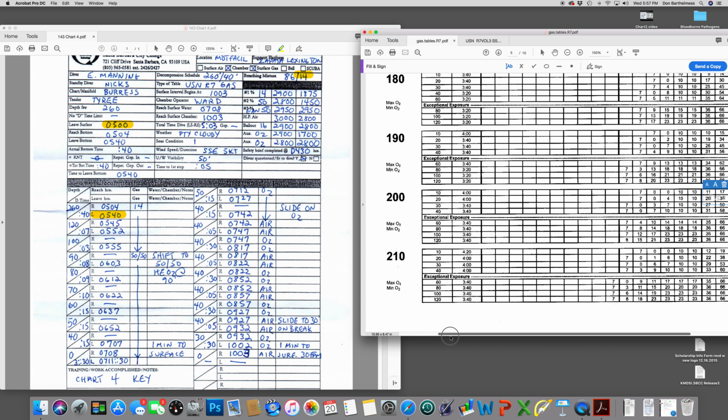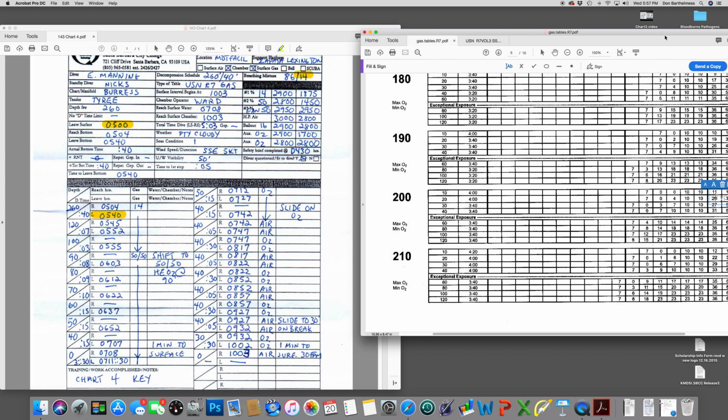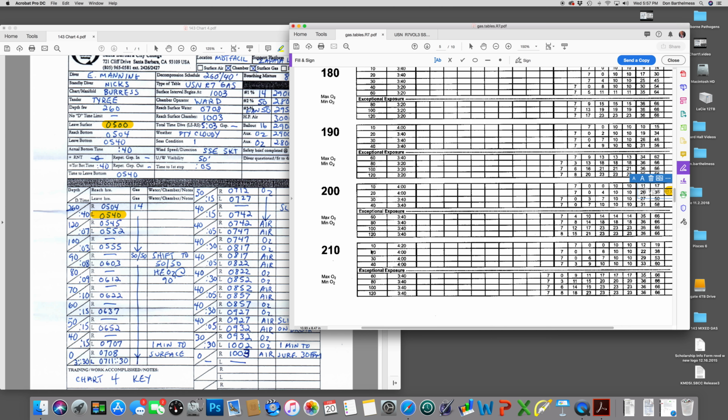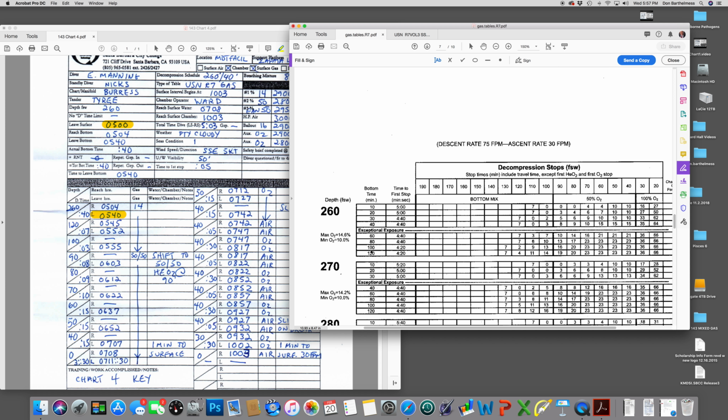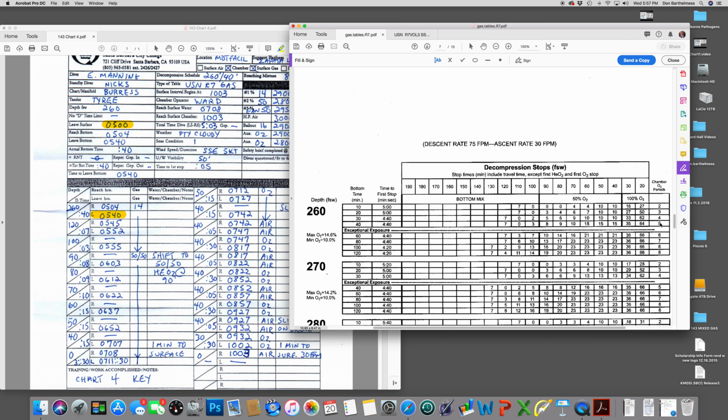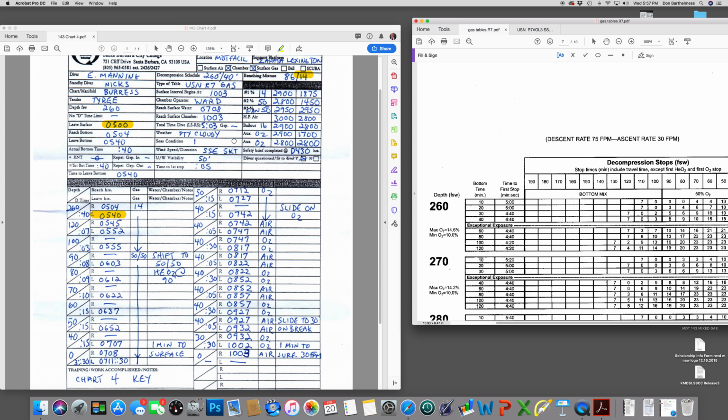If we look at the chart here, we'll scroll down. 260 for 40. It's right on borderline of exceptional exposure, but you can see that we have 5 oxygen breathing periods for this profile. So 260 for 40 gives you 5 oxygen breathing periods. All right, let's go ahead and chart this dive.